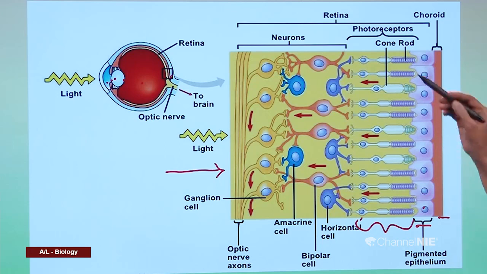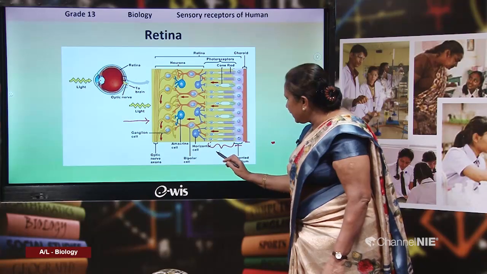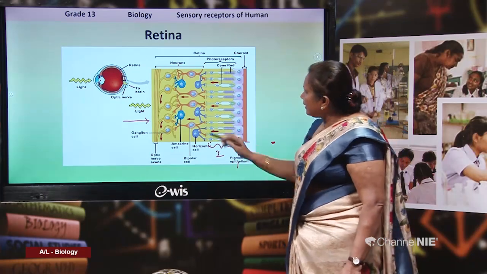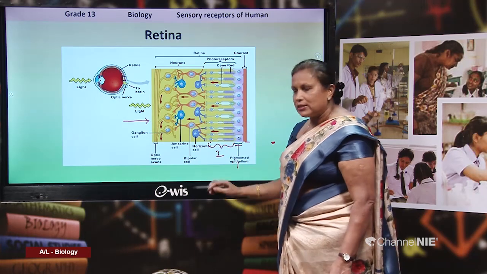Photoreceptors are of two types. You can see cones and rods. They have different shapes also. Now you can see the second layer. The first layer is the pigmented epithelium. The second layer is the photoreceptors. Then the third layer, you can see these are neurons.